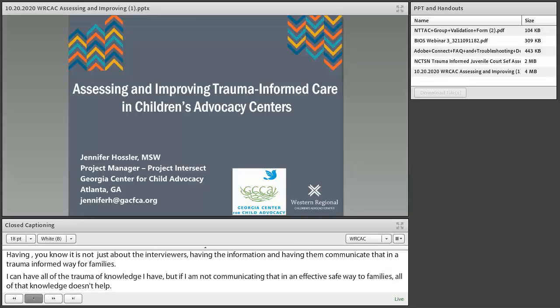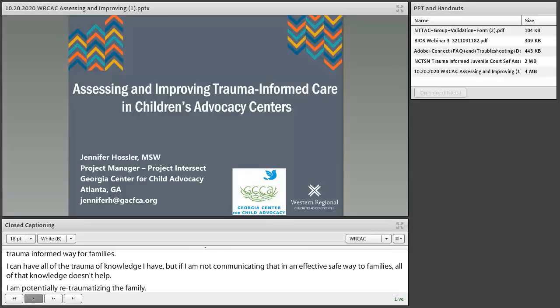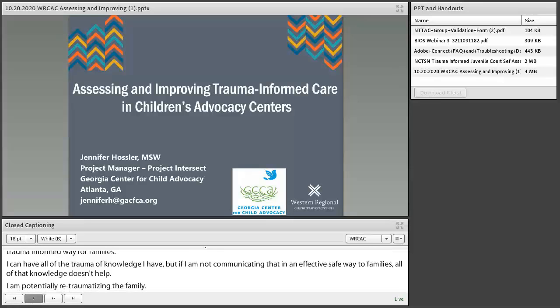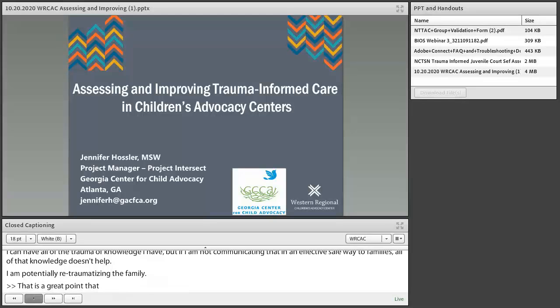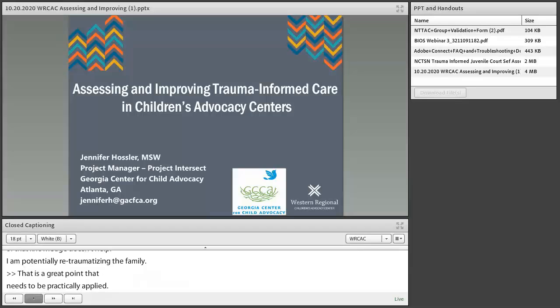Right. That's a great point, that it needs to be practically applied. The best knowledge in the world won't help if we're not effectively communicating. And then there are some questions about how quickly improvements from the assessment can be made or implemented, the time frame for just that implementation piece.